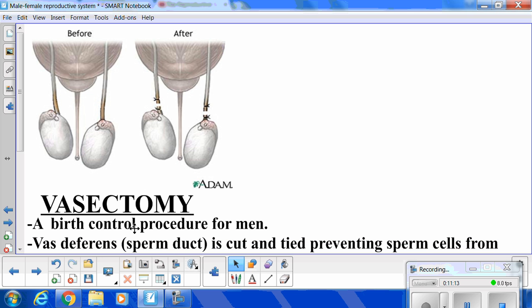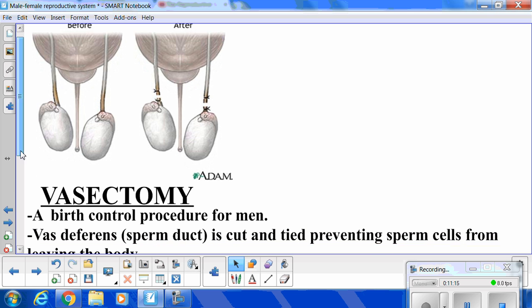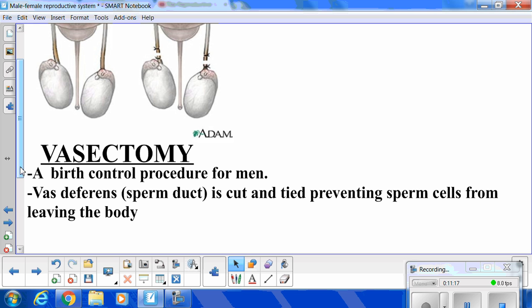And so let's just fill that in at the bottom of our notes here. A birth control procedure for men where the vas deferens is cut and tied, preventing all these sperm cells from leaving the body.